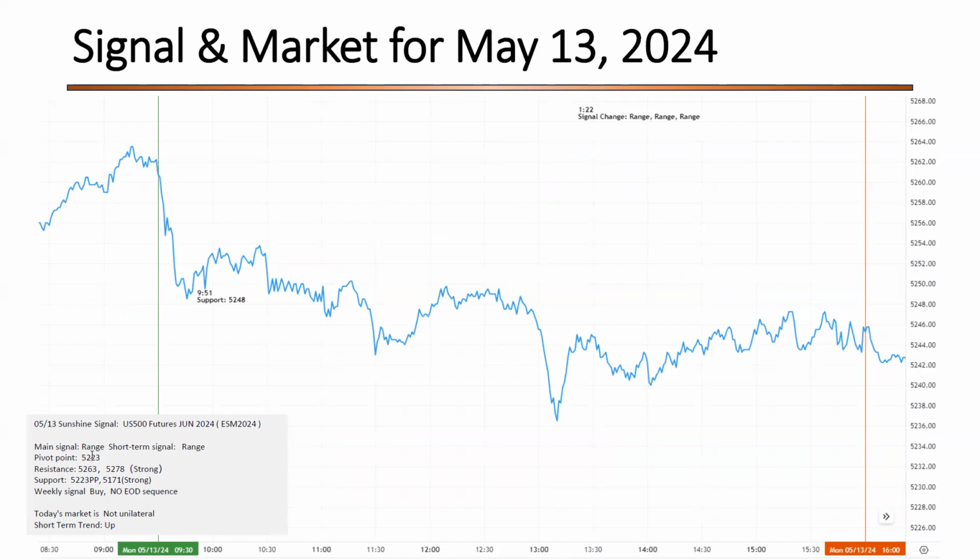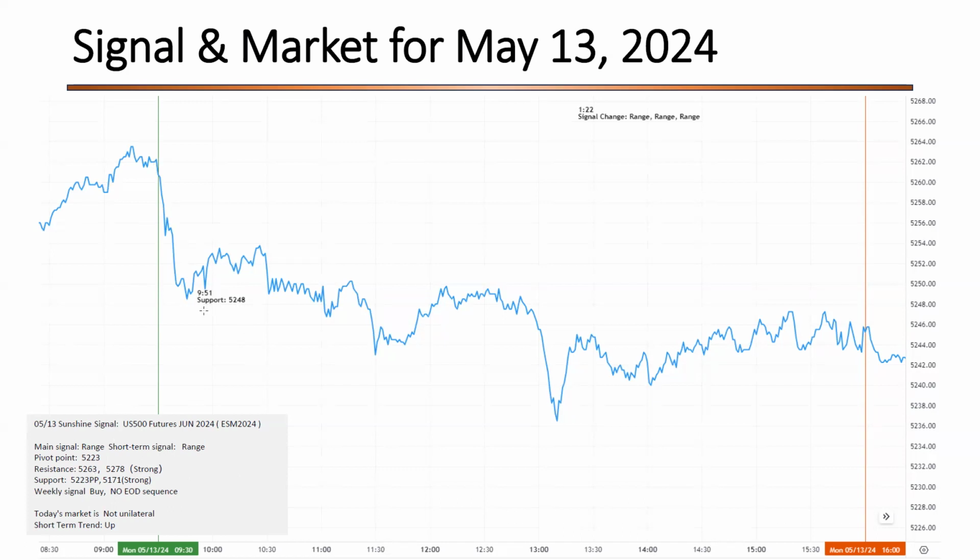The signal is showing a range buy, which is unchanged from Friday's close, and the market did gap up overnight, as you can see. It opened around the 5260 resistance right here, the 5263 resistance. And at open, we had an immediate drop, and then it went to this 5248 support.